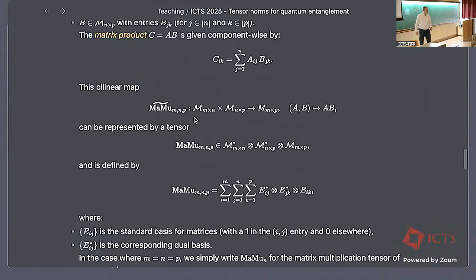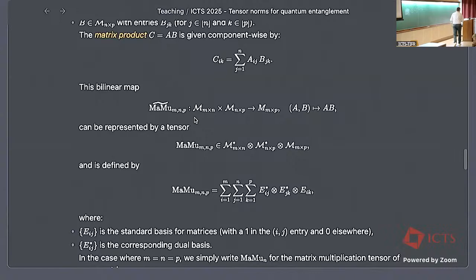That's what I want you to think about for a moment. So this is one cool thing about tensors: any multilinear operation you might want to do, you can encode it in one object. Right? So this MAMU tensor, it's not any of A, B, C, it's really the operation of matrix multiplication. It's how you compute the coordinates of C in terms of the coordinates of A and B. It encodes this formula, the formula you have learned for matrix multiplication.